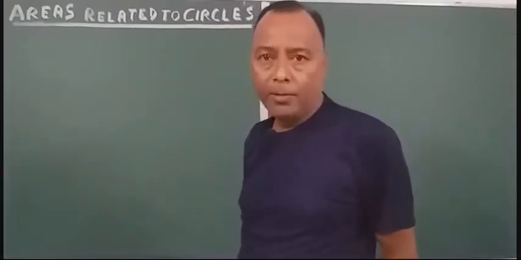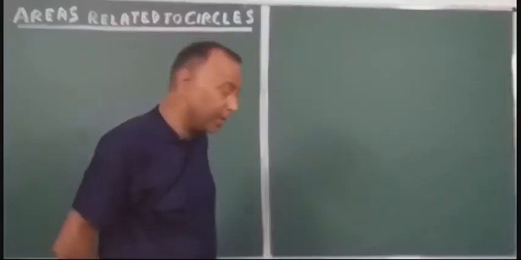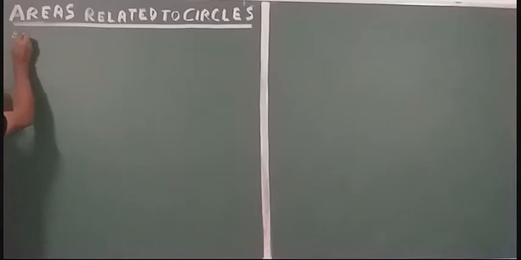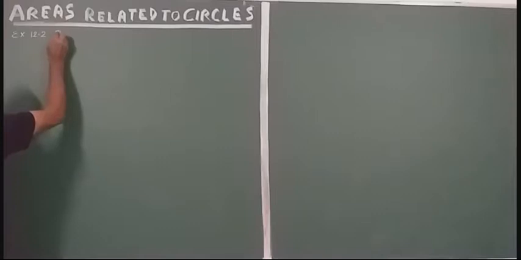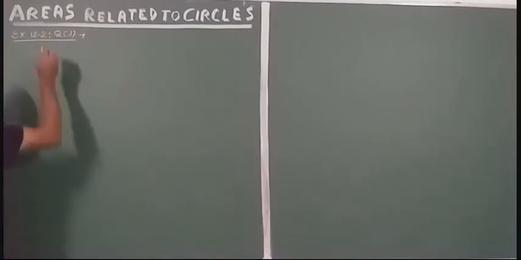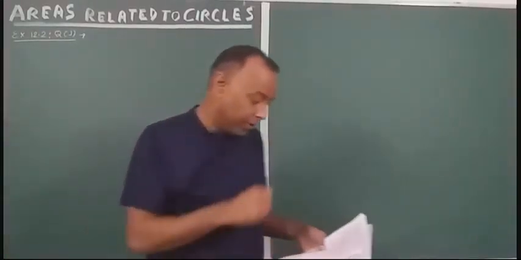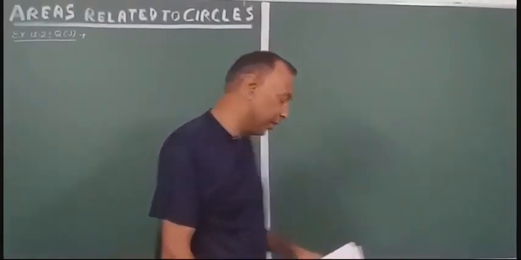So today I will teach you the problem related to area of sector of circle, and this is exercise 12.2 and this is question number 1. Find the area of a sector of a circle with radius 6 centimeter if the angle of the sector is 60 degree. Okay.